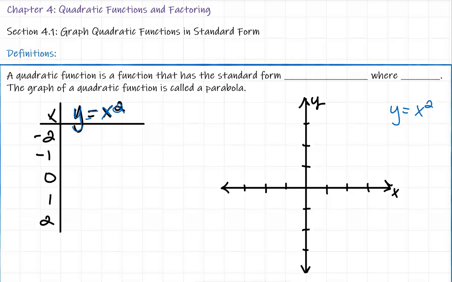We're going to start with section 4.1, graphing quadratic functions in standard form. Okay, so let's start with a few definitions. Our first one is a quadratic function is a function that has the standard form. So remember, we had a standard form for a linear equation. Now we have one for our quadratic functions. It's going to be y is equal to ax squared plus bx plus c.